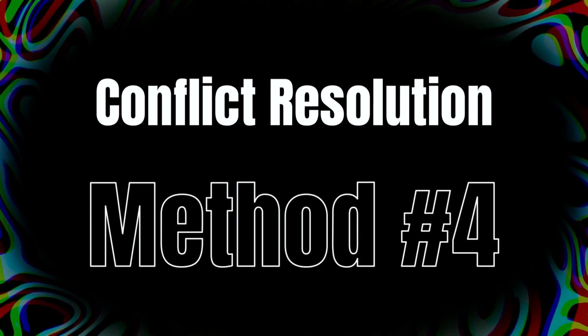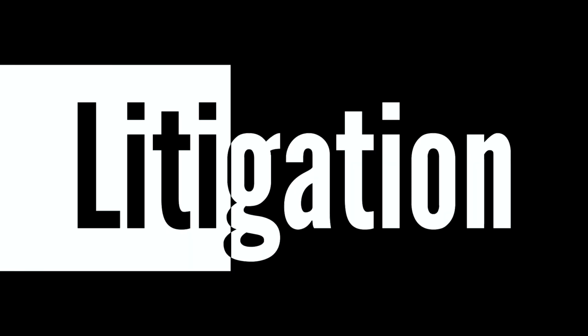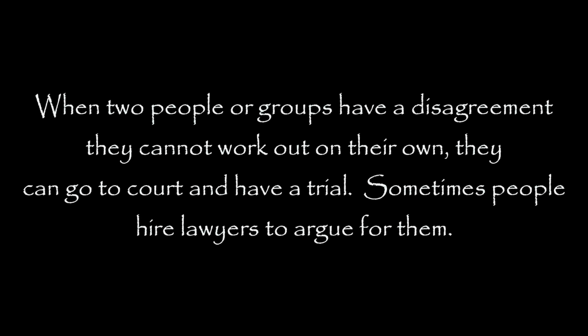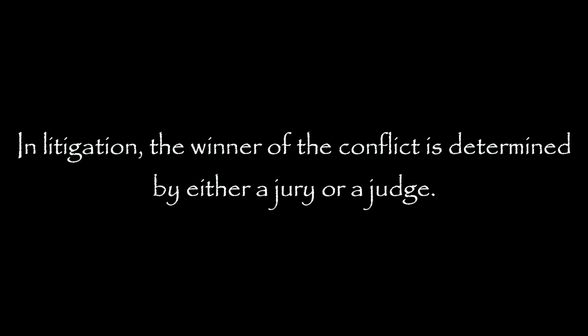Conflict resolution method number 4. Litigation. When two people or groups have a disagreement they cannot work out on their own, they can go to court and have a trial. Sometimes people hire lawyers to argue for them. These lawyers are called litigators. In litigation, the winner of the conflict is determined by either a jury or a judge.